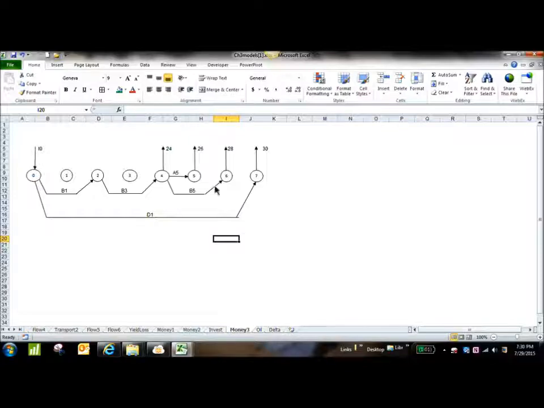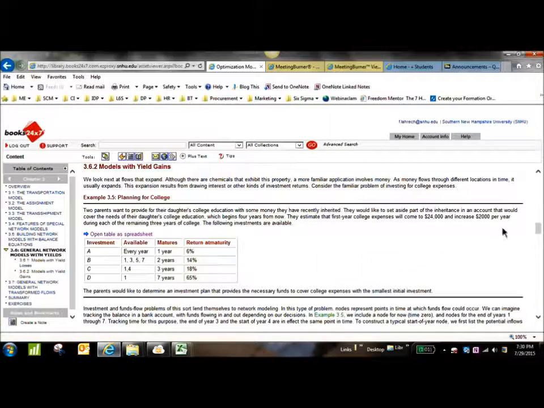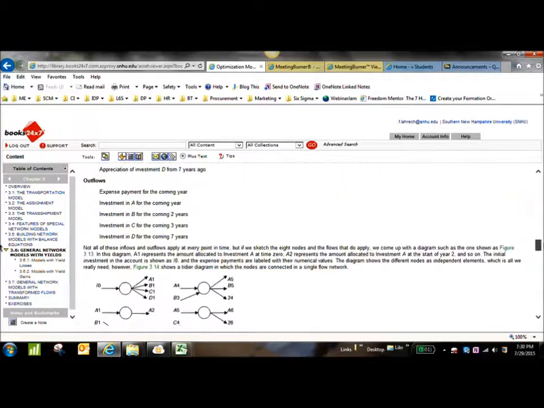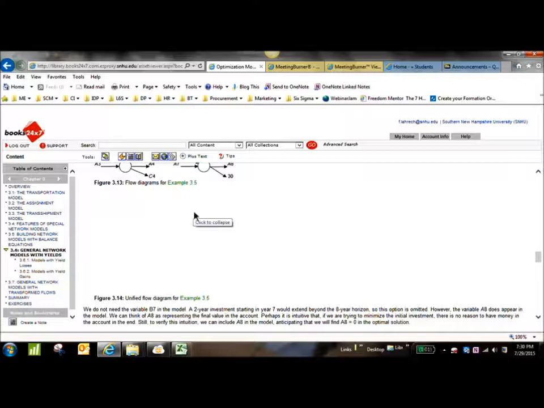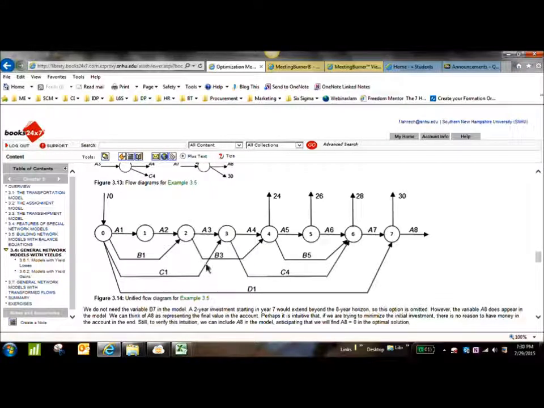Now, I don't think I want to look at this now. I would like to look at the one in the chapter. And this is the one I'm interested in. All right. So what are we saying with this network flow? What we're saying is, you see this A1, A2, A3, all the way to A7 and A8. Because it's an annual basis, this is the investment in year 1, year 2, year 3, year 4, year 5, year 6, year 7, and then year 8.